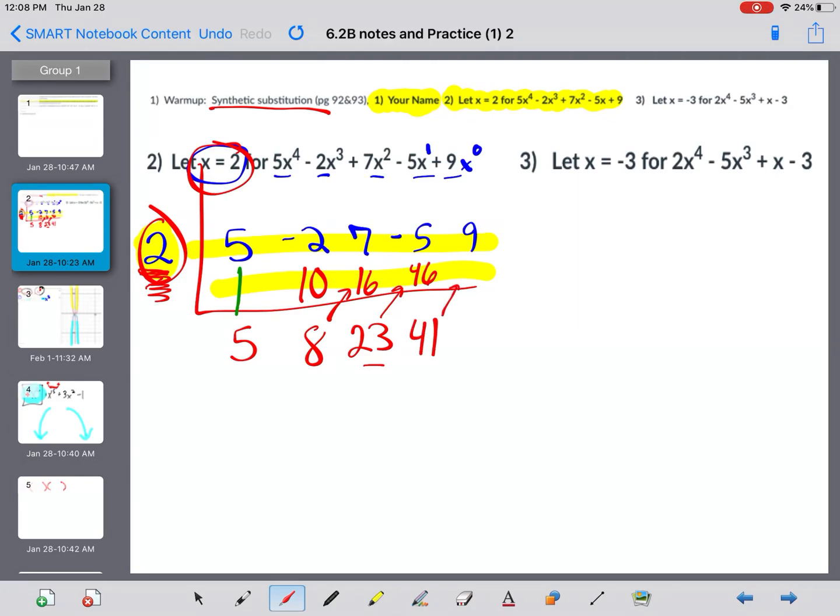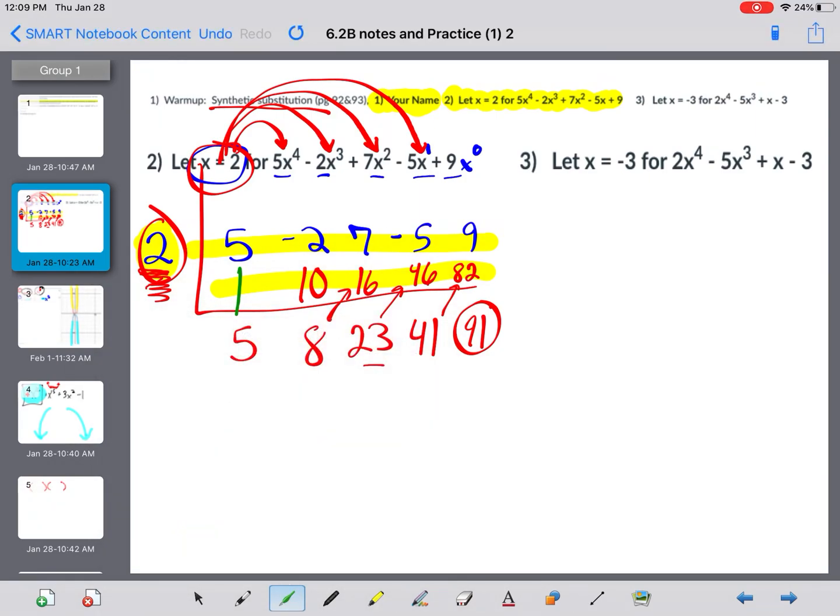Take 41 times 2, you get 82. Now add 82 and 9, you get 91. So when you plug 2 in for x in this big polynomial, and you punch the whole polynomial in your calculator at once with the substitution done, your calculator will say 91.